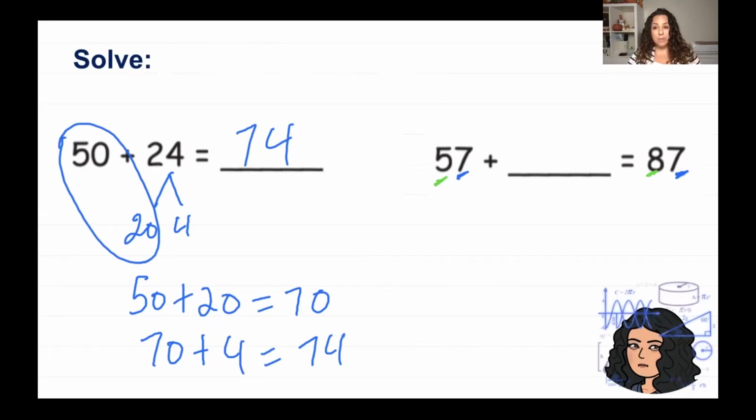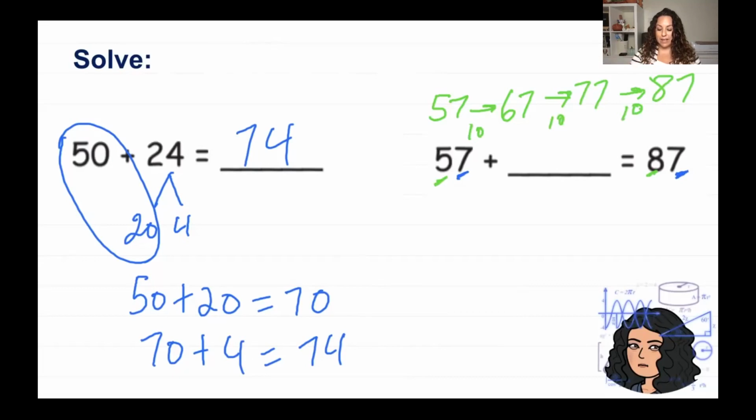This is one of those problems where an arrow way will help me, because I can start at 57, and then look, I can jump 10 and go to 67, and then I go to 77, and then I get to 87. Now, how many did I jump? I jumped 10, 10, and 10. So if I jumped 10, 10, 10, what does that equal? 10, 20, and 30. So 57 plus 30 equals 87.